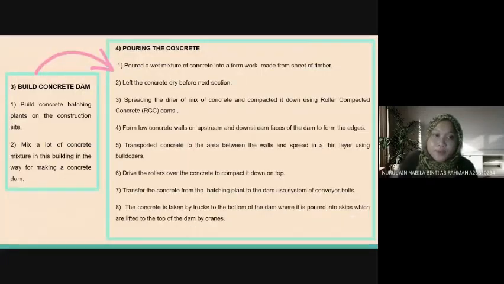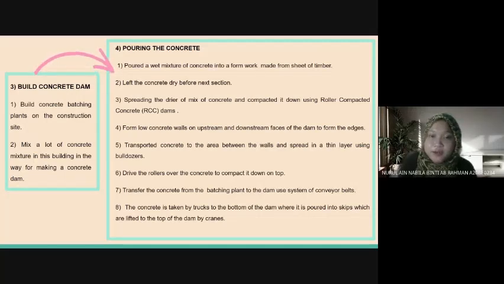Third, build a concrete dam. Build concrete batching plants on the construction site. Mix a lot of concrete in this building for making the concrete dam. Pour the wet concrete mixture into a formwork made from sheets of timber. Let the concrete dry before the next section.